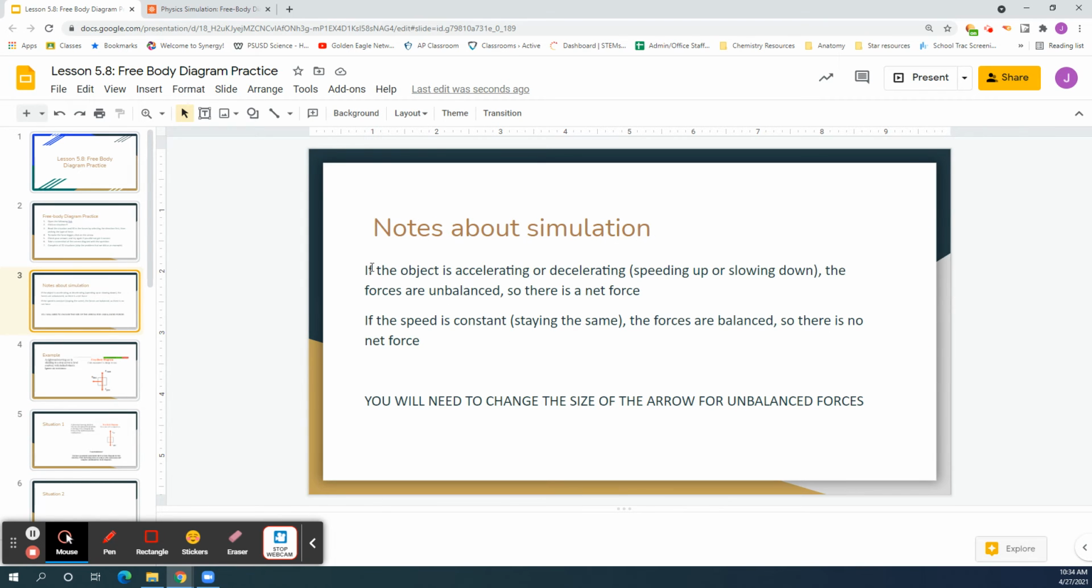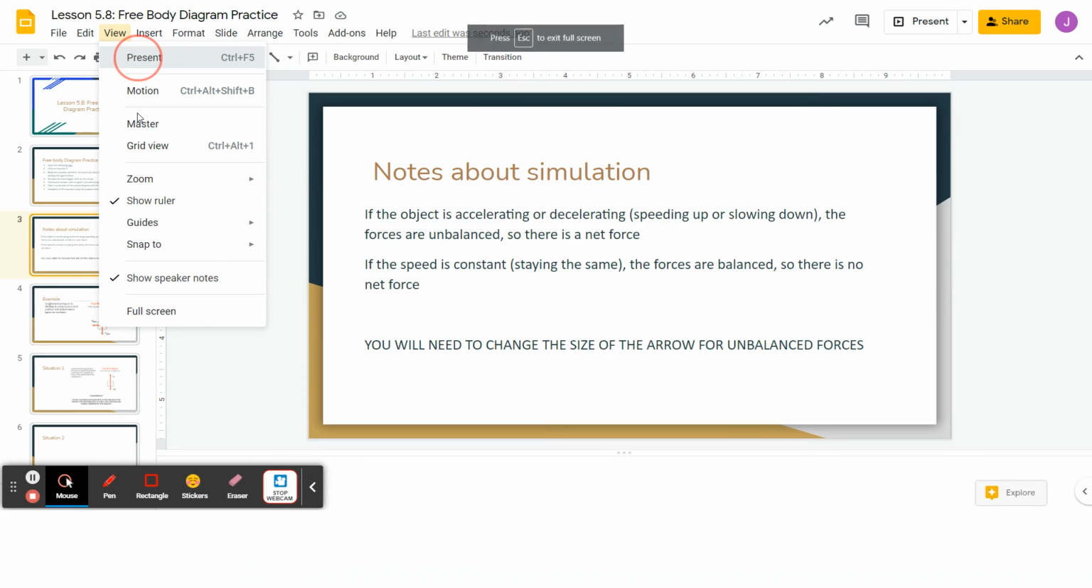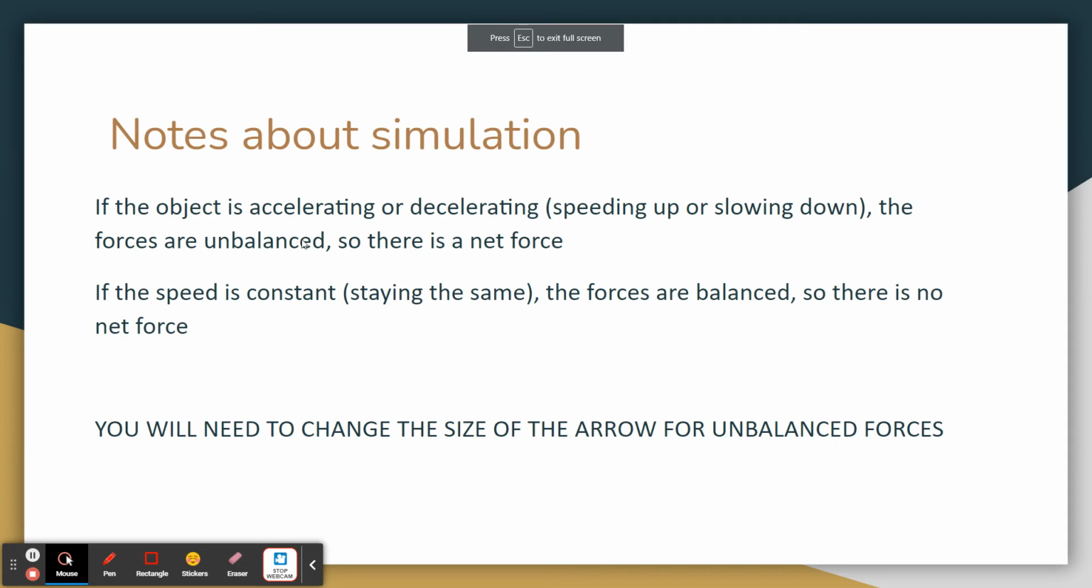Here's a couple notes for us to remember as we're going through this. If the object's accelerating or decelerating, so if it's speeding up or slowing down, the forces are unbalanced, so there has to be a net force. As a result, one of the arrows has to be bigger than the other. So if the object's changing speed, the arrows have to be different sizes.